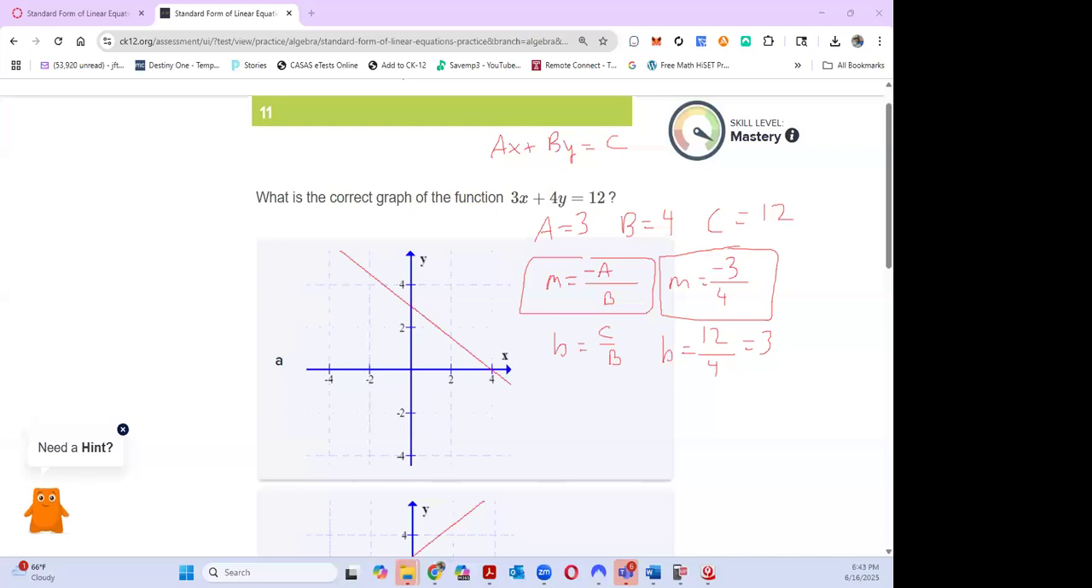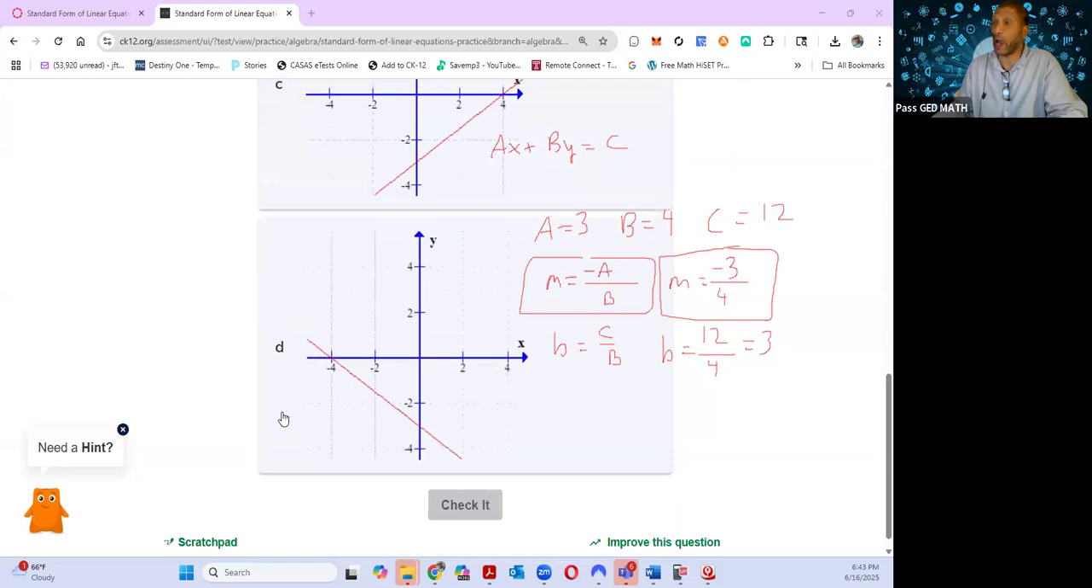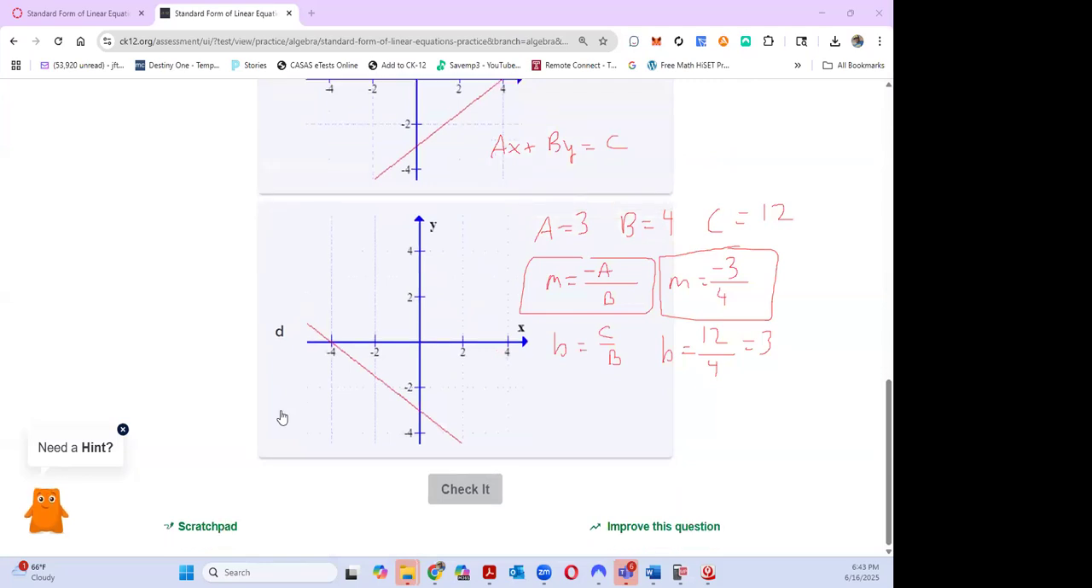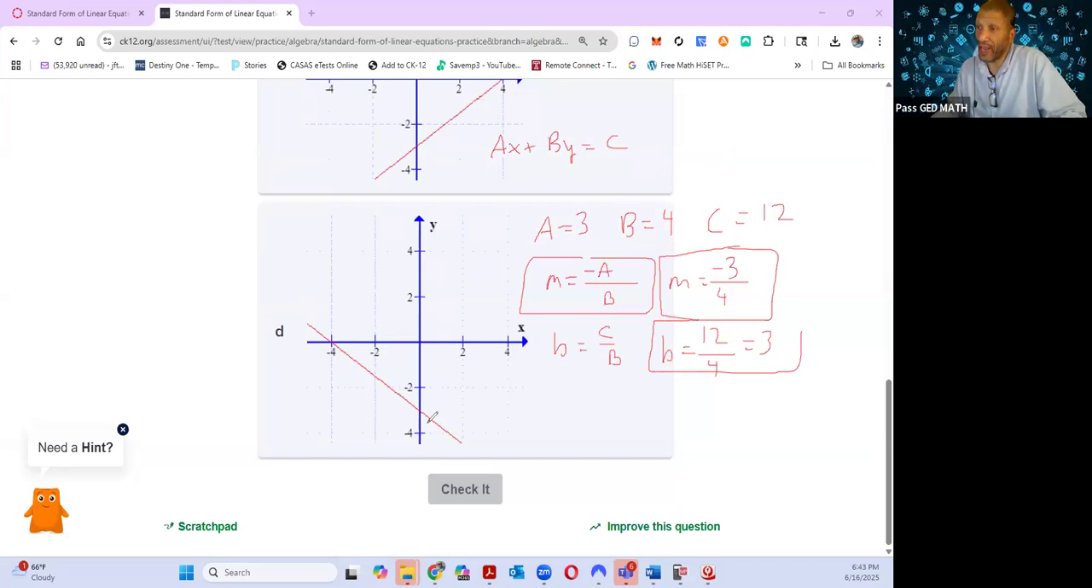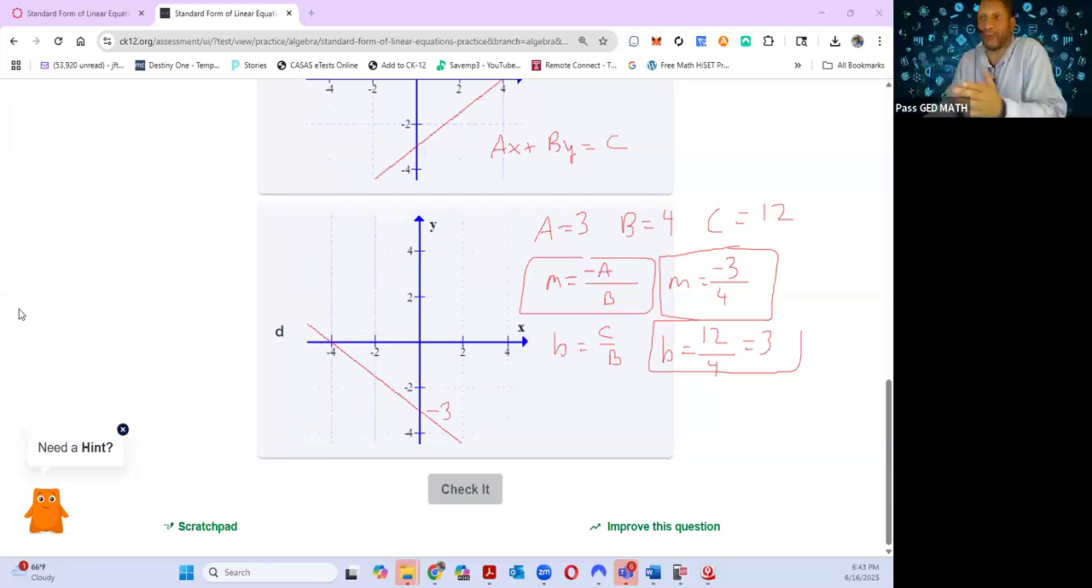Let me ask you this first. Which ones can I get rid of? Can I get rid of D yet? Tell me why. Because it's not even on the right point. Yes, the y-intercept there is negative, and my y-intercept is 3. So it cannot be D. I got rid of D just by understanding those two things.